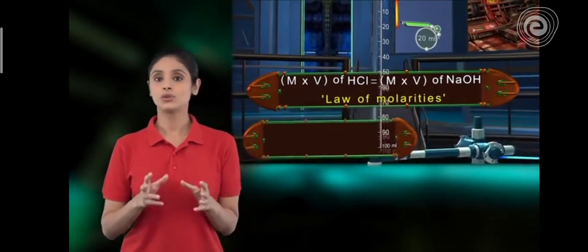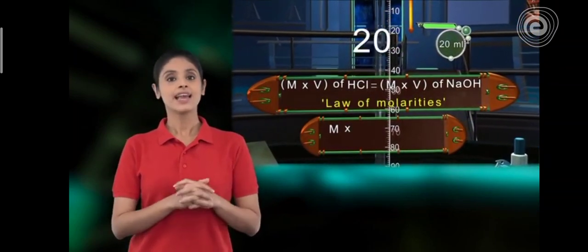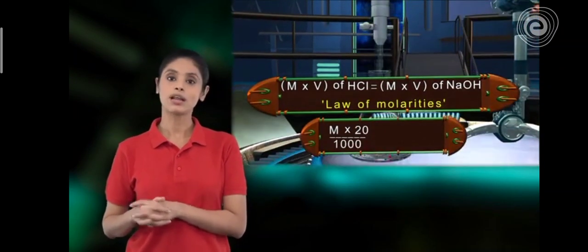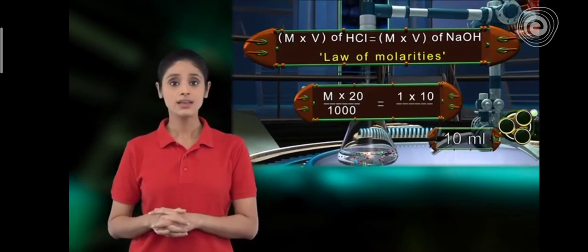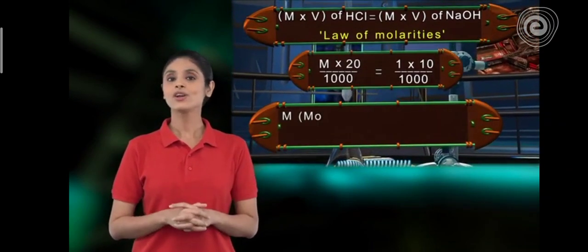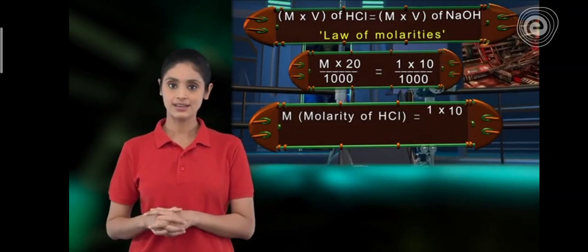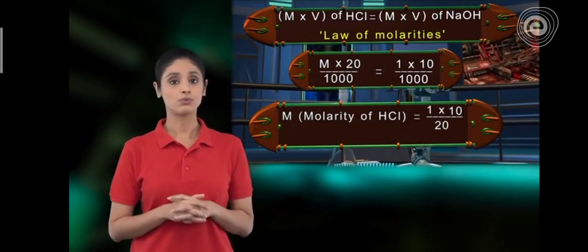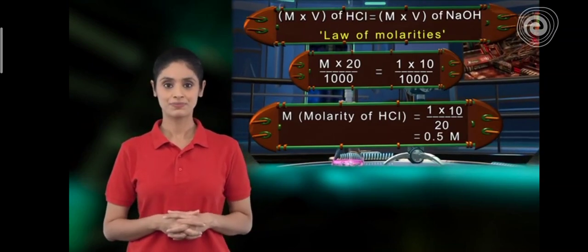Substituting the values of the known parameters in the above equation, we get M times 20/1000 is equal to 1 times 10/1000. Thus, molarity of HCl is equal to 1 times 10/20, which is equal to 0.5 molar.